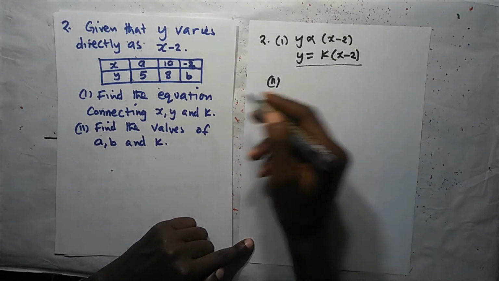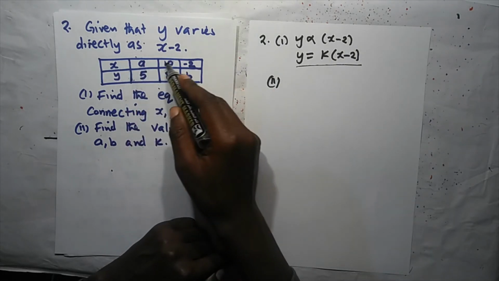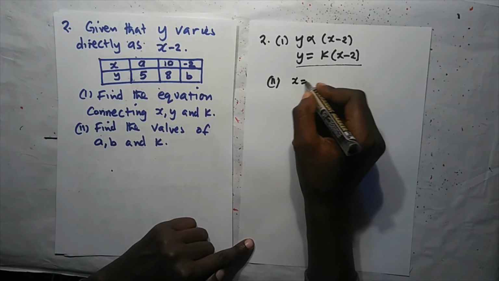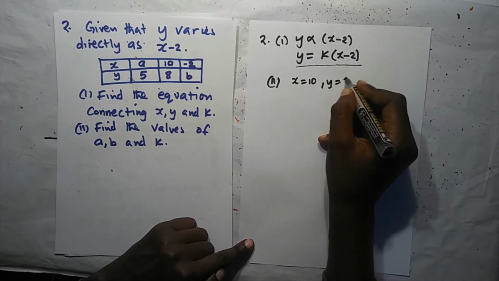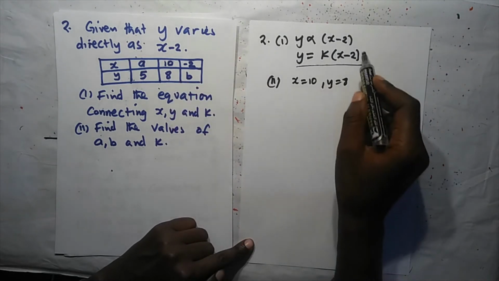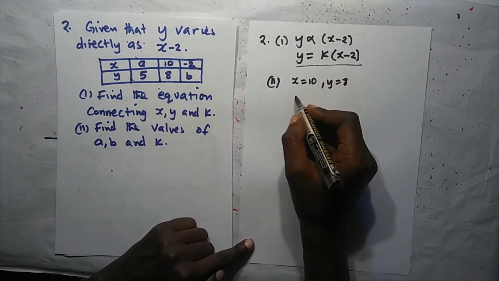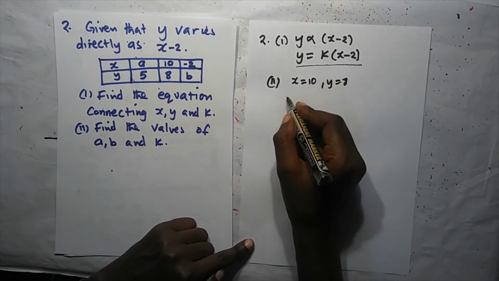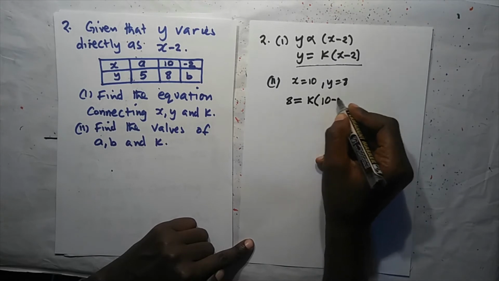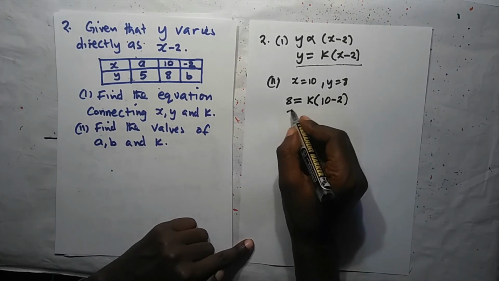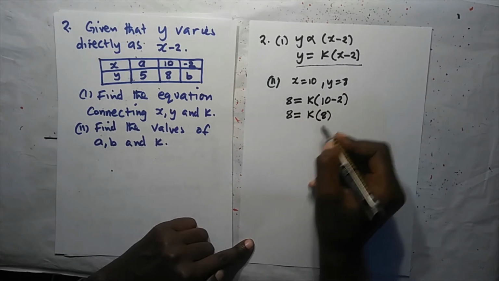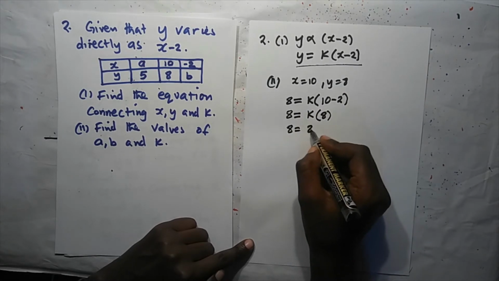And so in this column here, our x is 10, our y is 8. So x is 10, y is 8. So when you check in the table here, that's what we have. So we are going to substitute in this equation that we have. So we are going to have 8 here where there is y is equal to k, and then we have 10 minus 2. So we are going to have 8 is equal to k times 8. And so 8 will be equal to 8k.